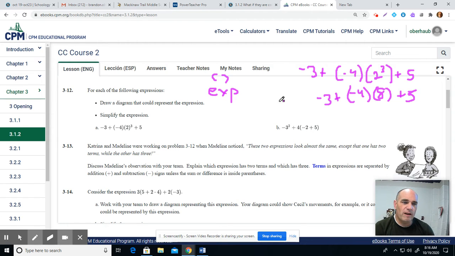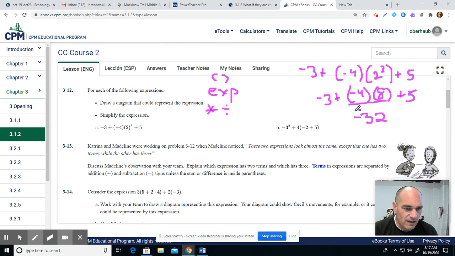So I go through my order of operations again. I have no work to do inside parentheses. Yes, we have parentheses, but there's no work to do inside. We have no more exponents. So the next thing I look for is, do I have any multiplication or division? Well, when I look at this line, I see I have some multiplication right here. So -4 times 8. Well, 4 times 8 is 32. And since the signs are different, it's going to be a -32.